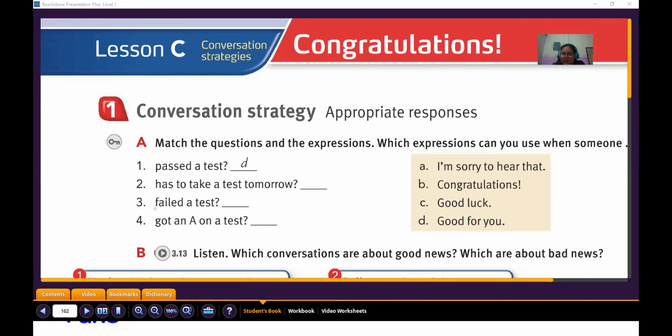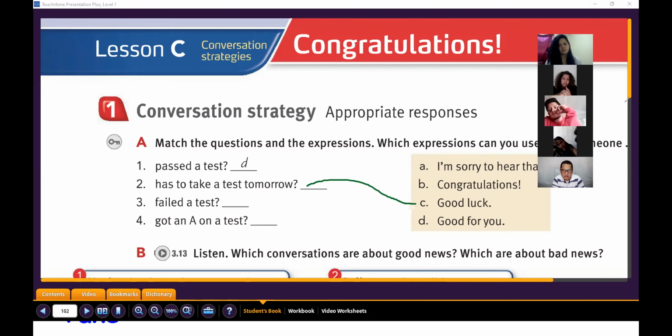Thank you. So here on the left, we have the situations, and on the right, we have the possible responses to these situations. If you pass a test, you can say, hey, good for you. If you have to take a test tomorrow, what is the answer that you use? Good luck. Yes, the exam is tomorrow, and you are like, I am nervous. I am really worried. I studied so much. So your response is good luck. You can do it, right? Good luck.